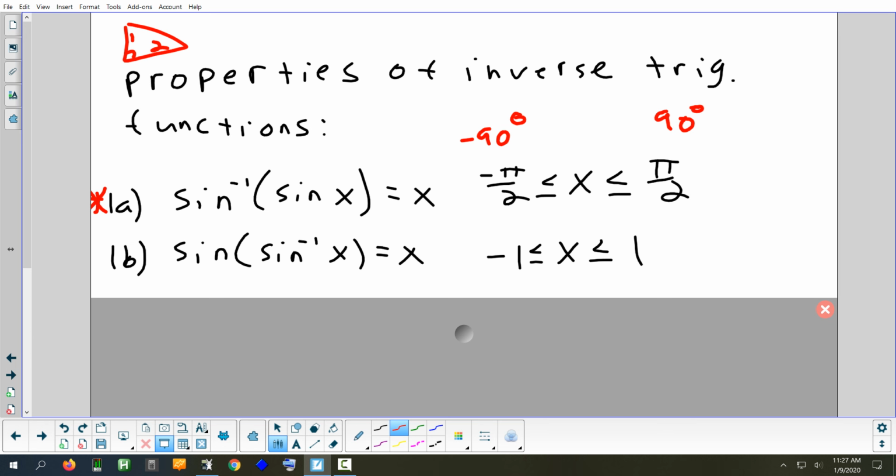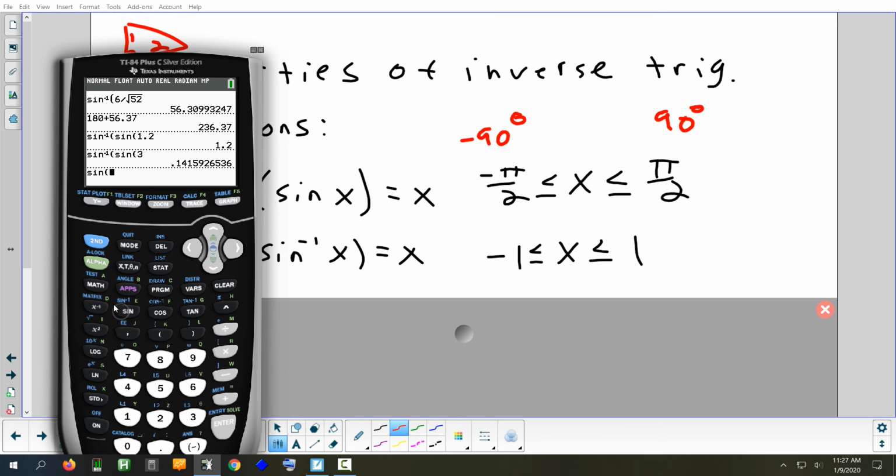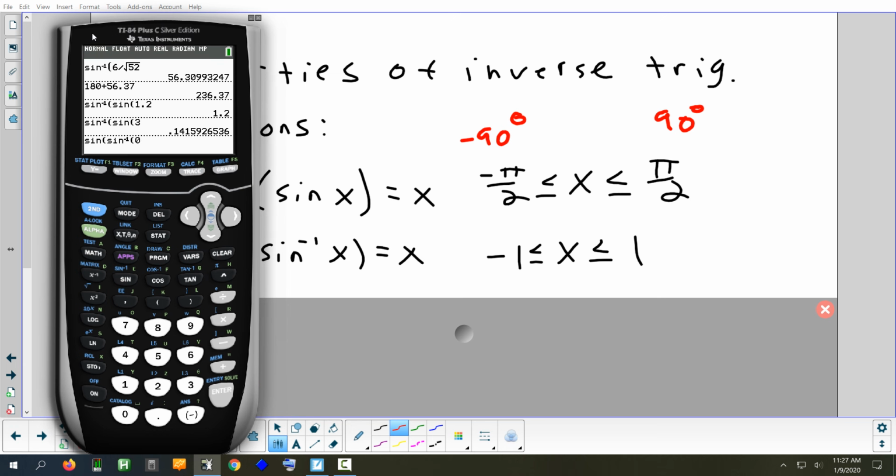Formula 1b is the same idea, except the inverse is on the inside. Somebody give me a number for x that would satisfy the condition for this formula to work. Chris? 0. So sine of the inverse sine of 0, when I hit enter, what should I get? I get 0. Now, somebody give me a number that doesn't satisfy that condition. Eric? 3. This time, when I plug it in, it's not that I get a different answer back than what I started with, like up here. I don't even get an answer back. You can't even do that.